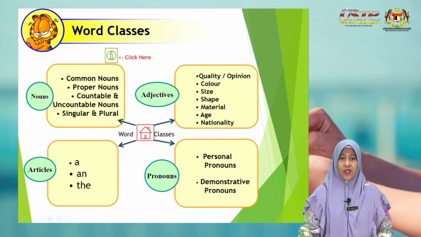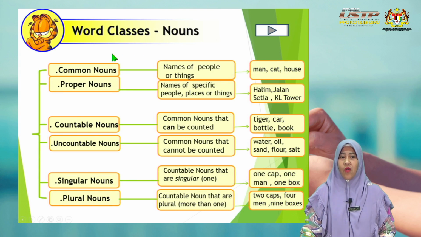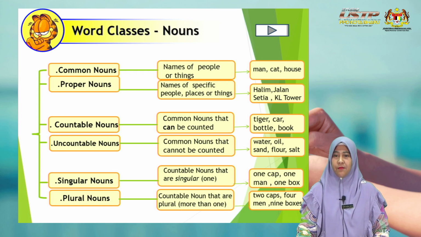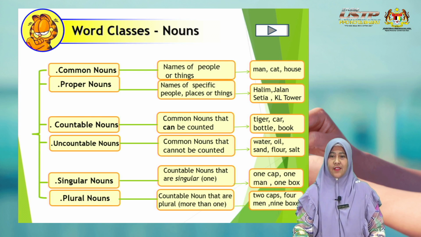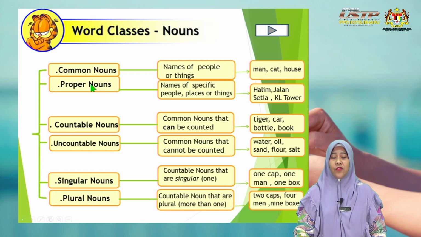There are 4 categories of nouns: common nouns, proper nouns, countable and uncountable nouns, singular and plural nouns. Common nouns refer to names of people or things. For example, man, cat, house. Proper nouns refer to names of specific people, places, or things. For example, Halim, Jalan Setia, KL Tower.